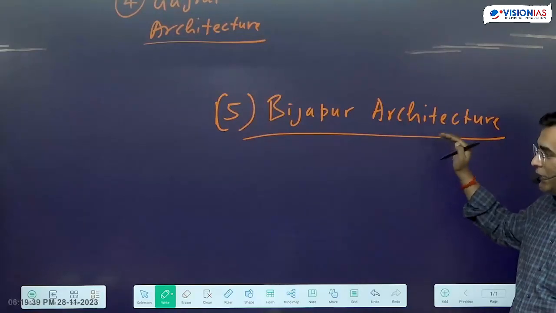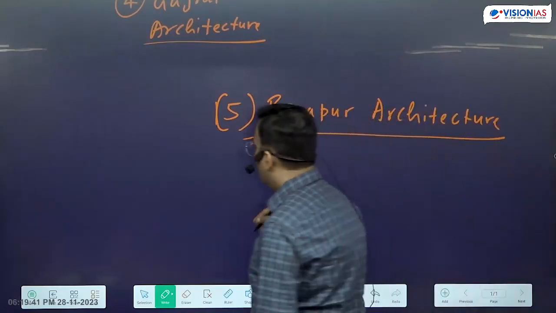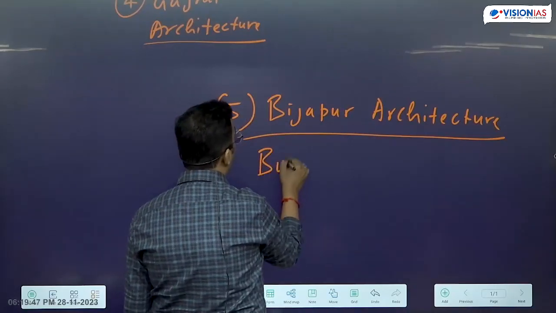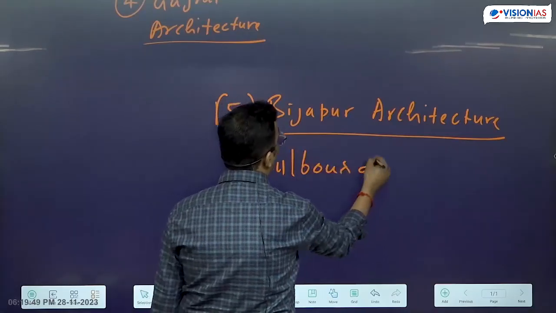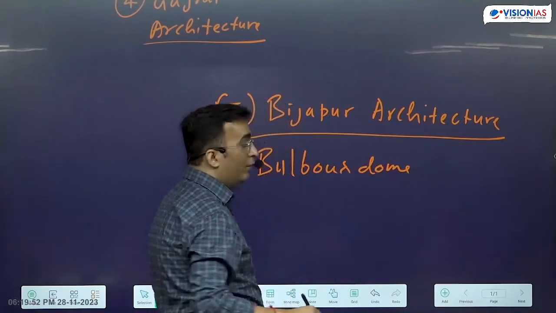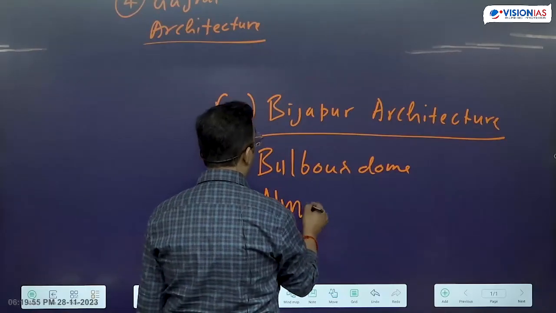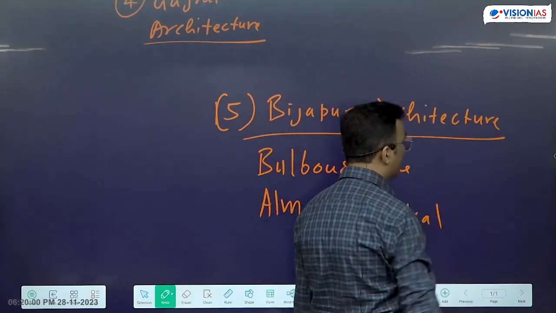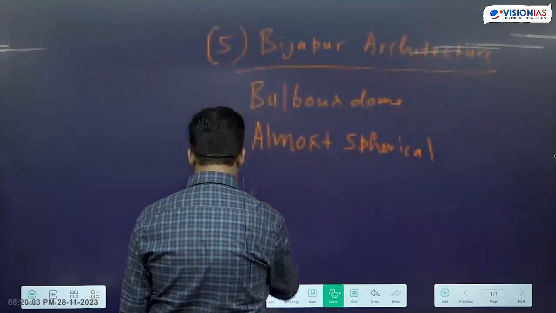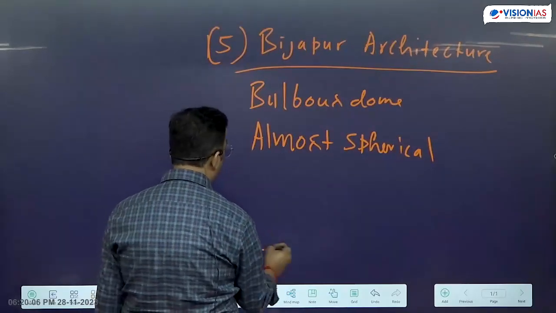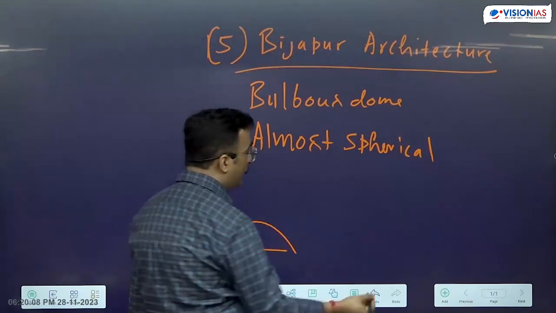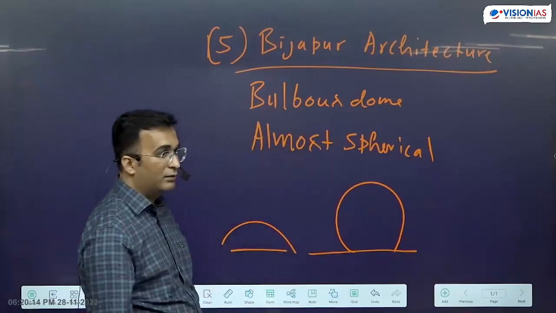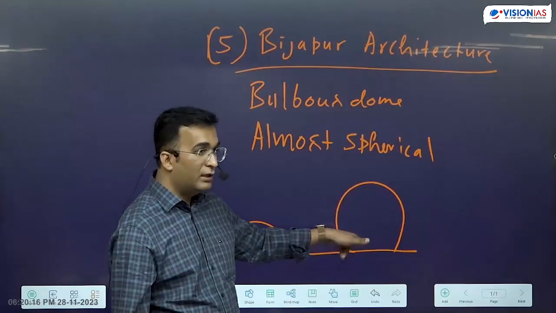The speciality of this Adil Shahi architecture was that they created highly bulbous domes in their buildings. Okay? These bulbous domes were almost spherical and quite big in size. Generally domes are semicircular, but in this architecture you will see that the dome is about to complete the entire circle. So almost spherical. That is one speciality.